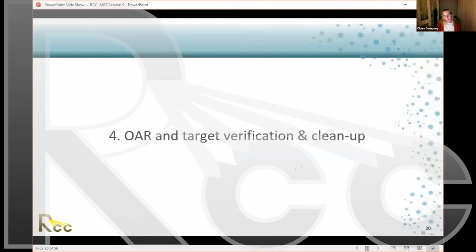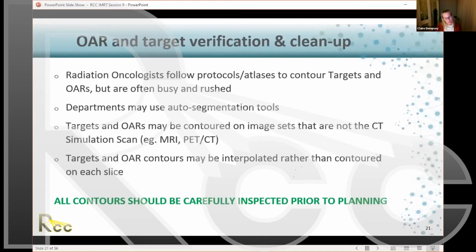Okay, so what we'll look at now just briefly is organ at risk and target verification and cleanup. So when a radiation oncologist comes in, the radiation oncologist should always be doing the contouring. This is what they learn. So radiation oncologists, when they contour, they follow protocols and they look at atlases to contour, and they look at diagnostic information and pathology reports and all that stuff that makes no sense to me to contour the target in particular, and also the organs at risk.